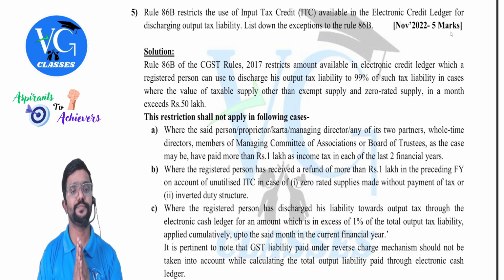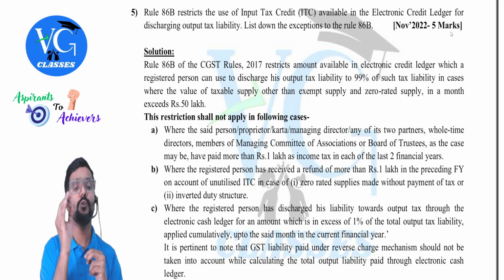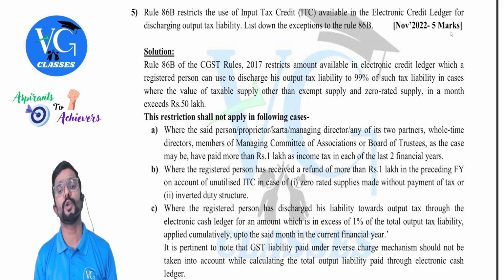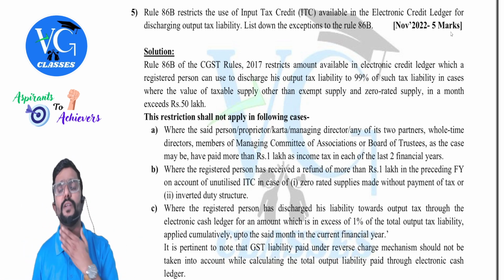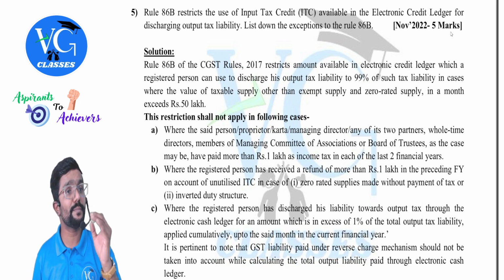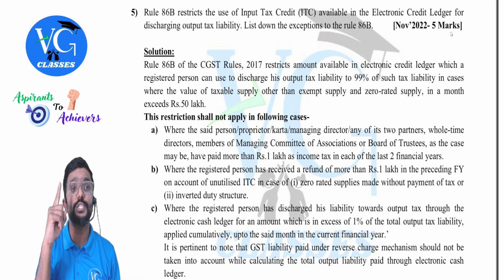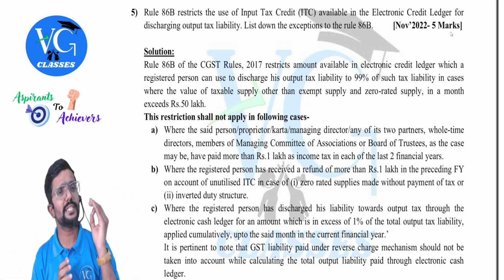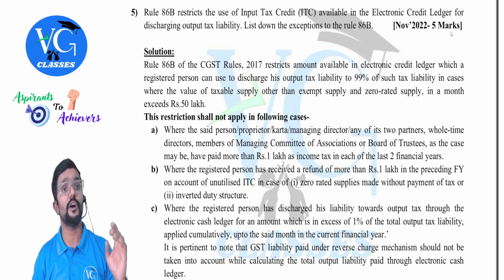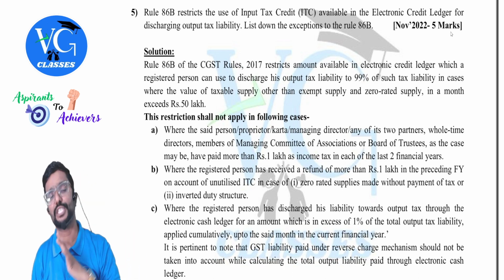Question number 5. Rule 86B restricts the use of input tax credit available in electronic credit ledger for discharging output tax liability. List down the exceptions to the rule 86B. Guys, rule 86B will tell when it is applicable. If monthly taxable outward supply other than exempt and zero rated is more than 50 lakh, at least 1% of the output tax has to be paid through electronic cash ledger. Or to reframe it in another way, maximum credit that can be utilized is 99% of output tax. That means in simple terms, 1% of output tax at least has to be paid in cash ledger.